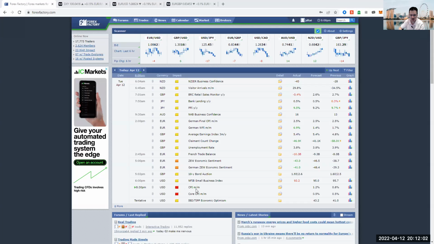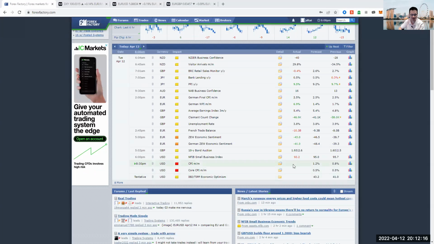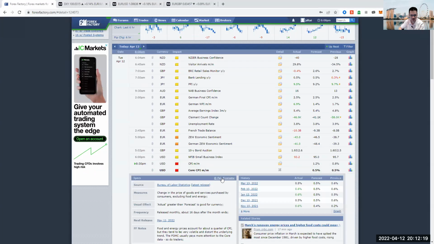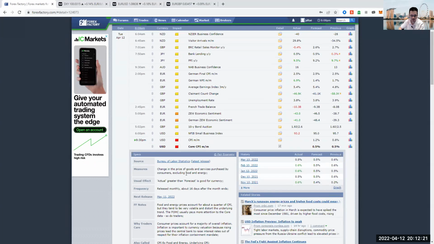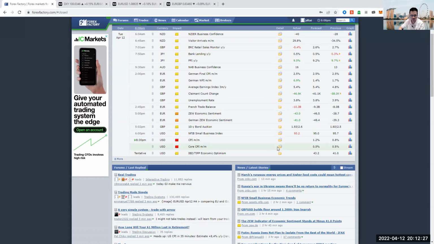The US CPI number month on month was 0.8%, expected at 1.2. So we're expecting that increase in CPI. CPI is the inflation number. And then core CPI looking to stay at that 0.5% because it's excluding food and energy. So oil prices are out of the equation for core CPI data, right?